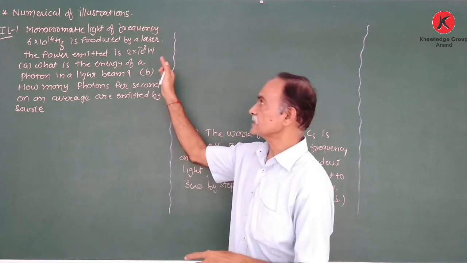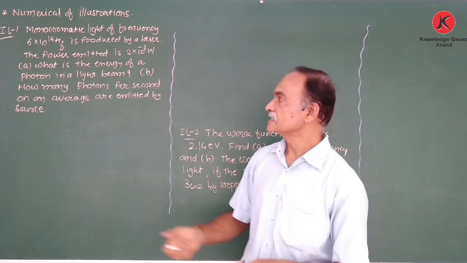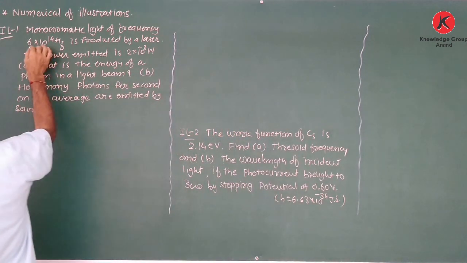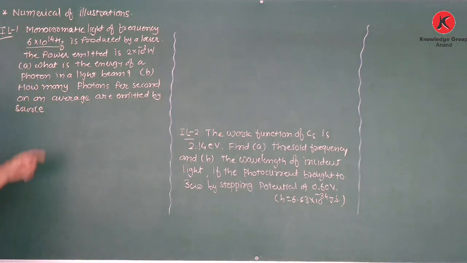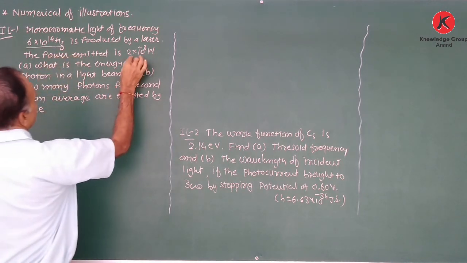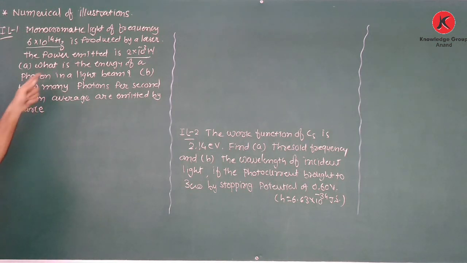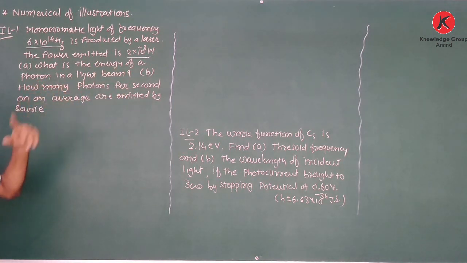Now the first illustration is: monochromatic light of frequency 6 into 10 to the power 14 hertz is produced by a laser beam. The power emitted is 2 into 10 to the power minus 3 watt. So what is the energy of the photon in the light beam? And the second part is, how many photons per second on an average are emitted by the source?